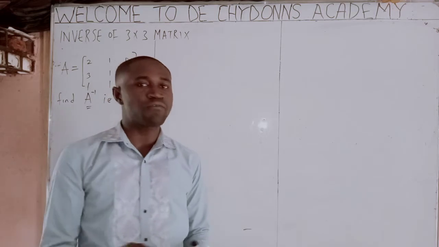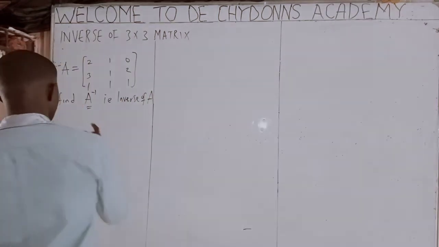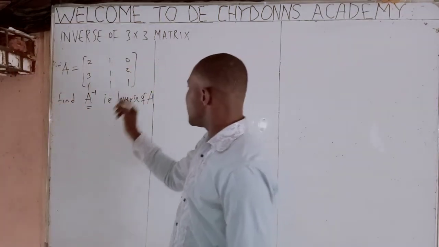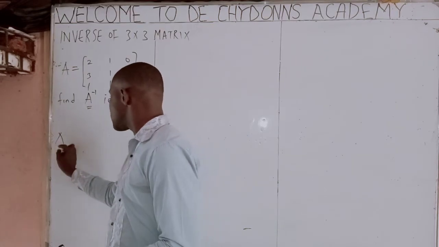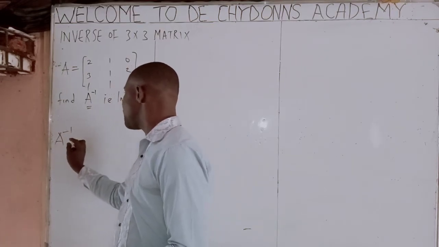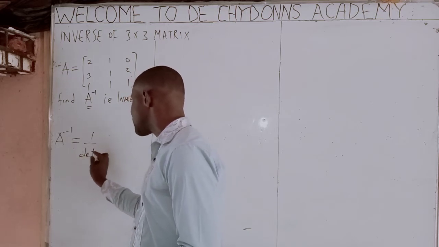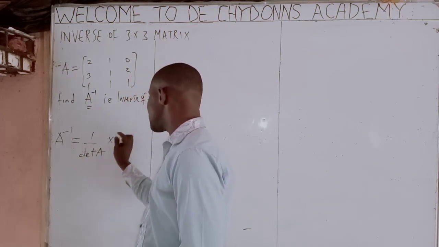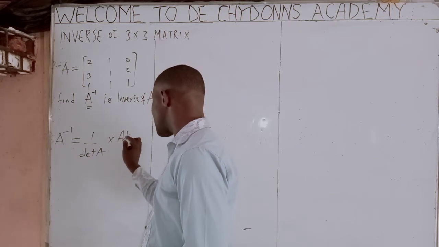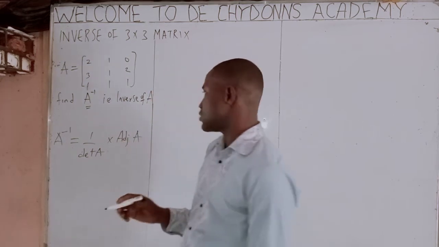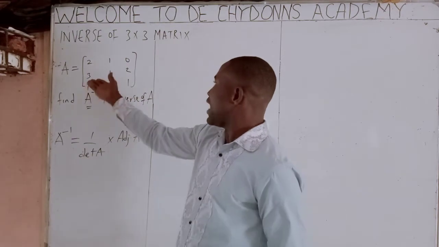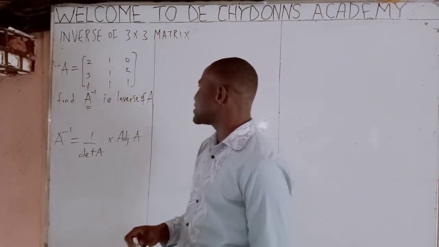What is inverse of a matrix? They say inverse of a matrix denoted by A inverse equals to 1 over determinant of the matrix times adjoint of the matrix. Now, let's see the question we have on the board and see how we can solve it.